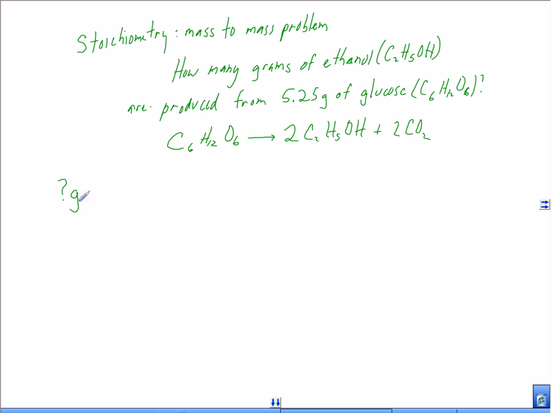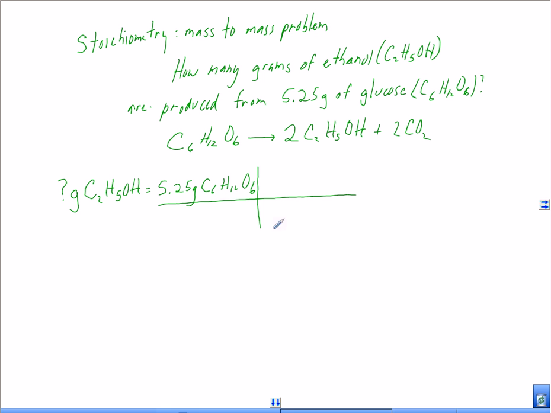Alright, what am I trying to find? Well, I'm trying to find grams of ethanol, C2H5OH. And what am I given? Well, I'm given 5.25 grams of glucose, C6H12O6. So I'm going to set up my bracket for my first conversion.